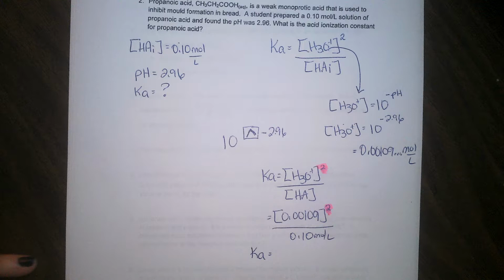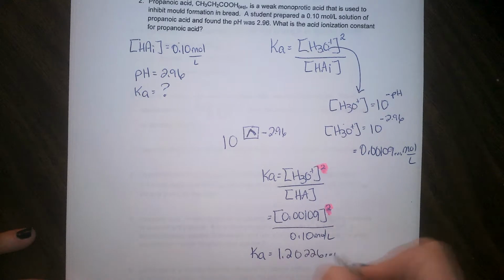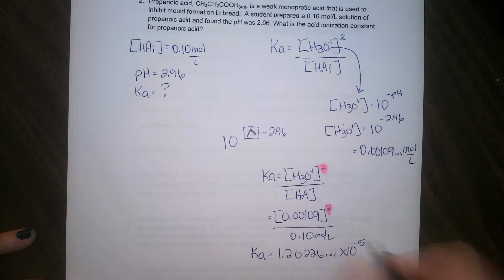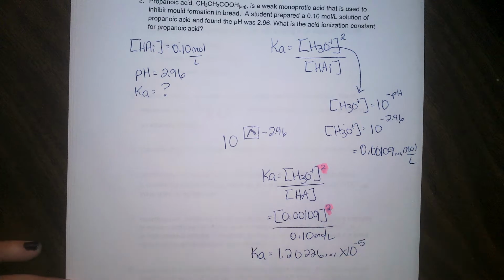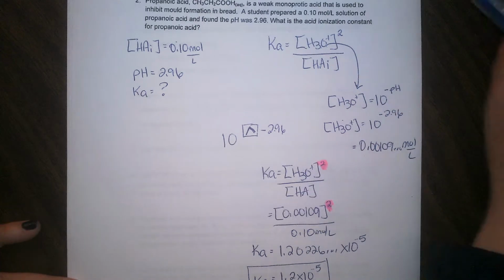What'd you get? Okay. Well, it's a weak acid, so should my Ka be small? 1.2 times 10 to the negative 5. And there's no units, which seems weird. No half marks to be lost.